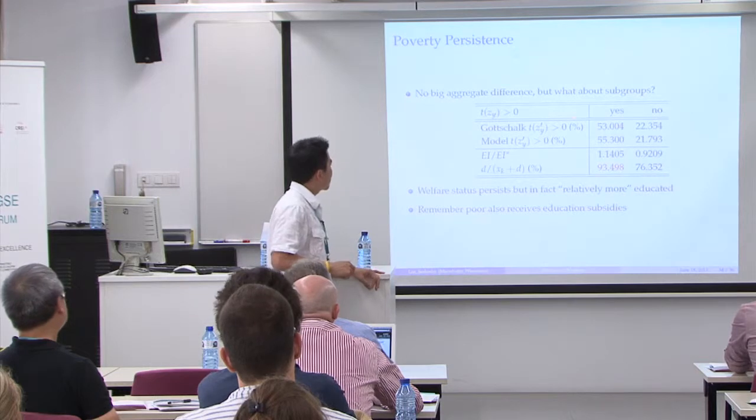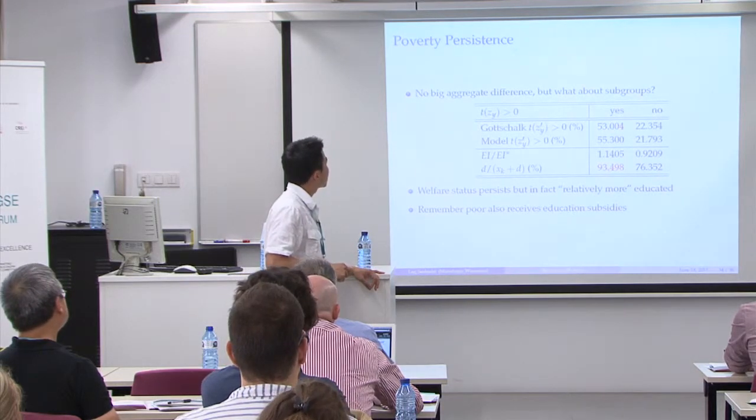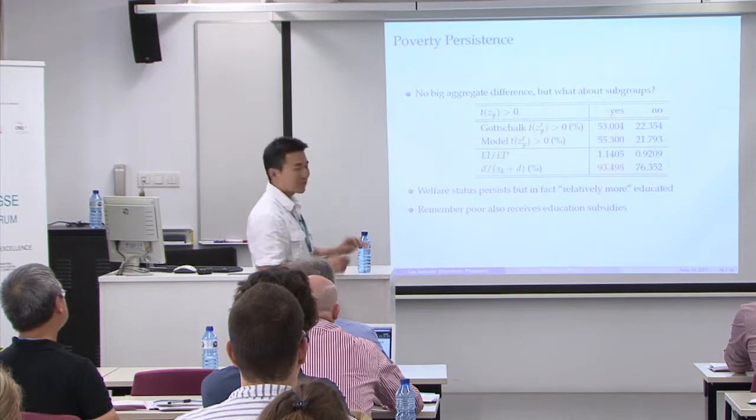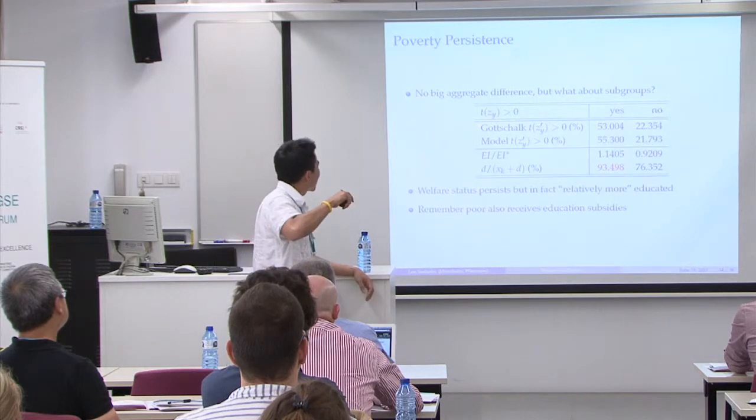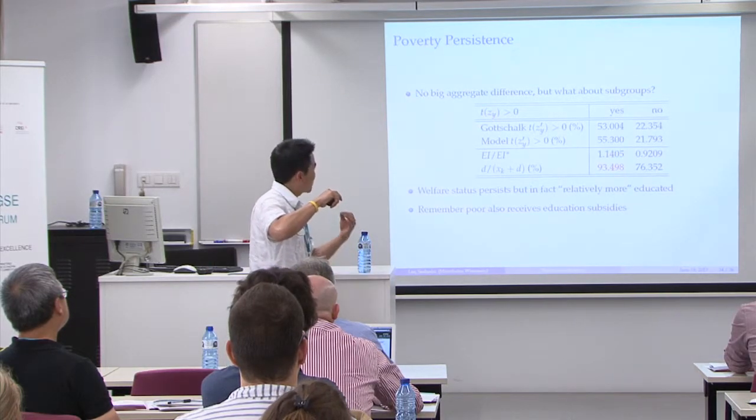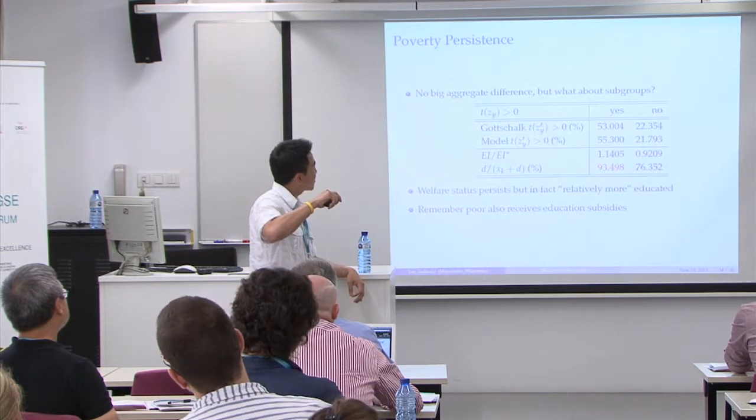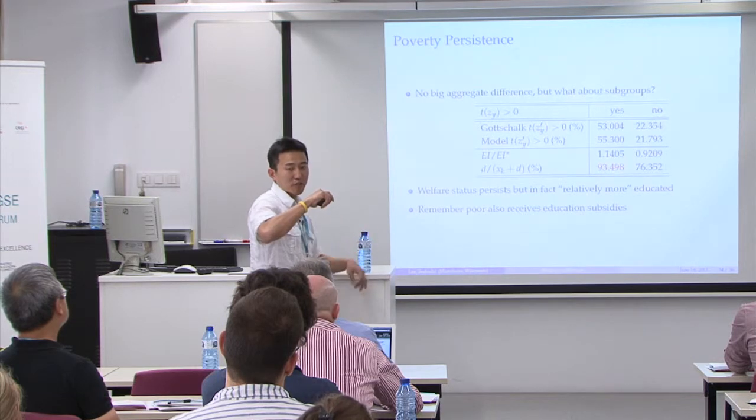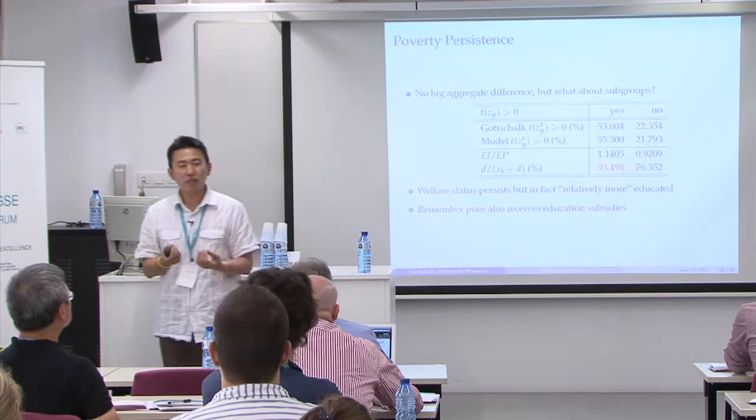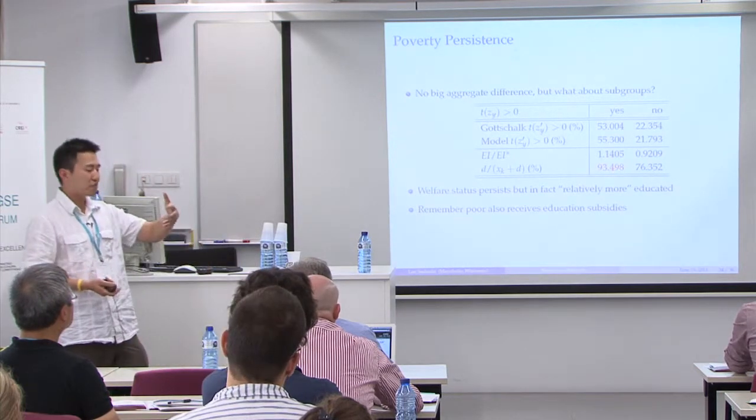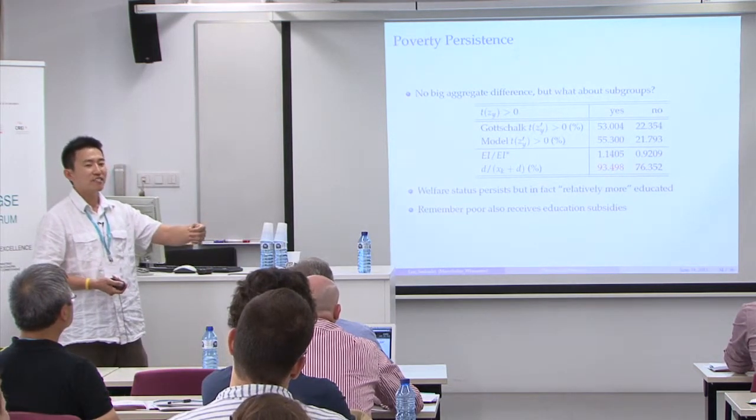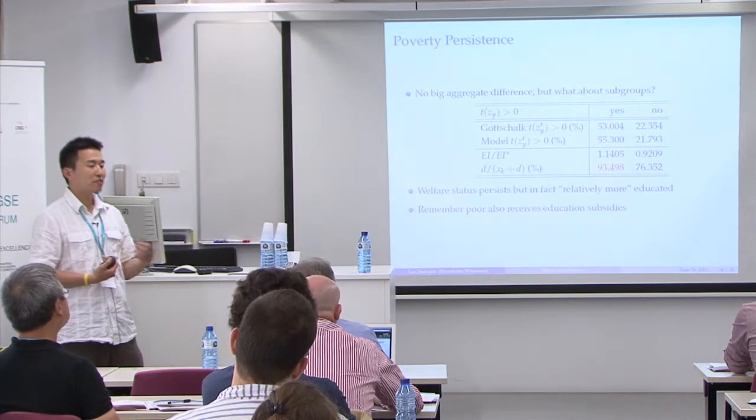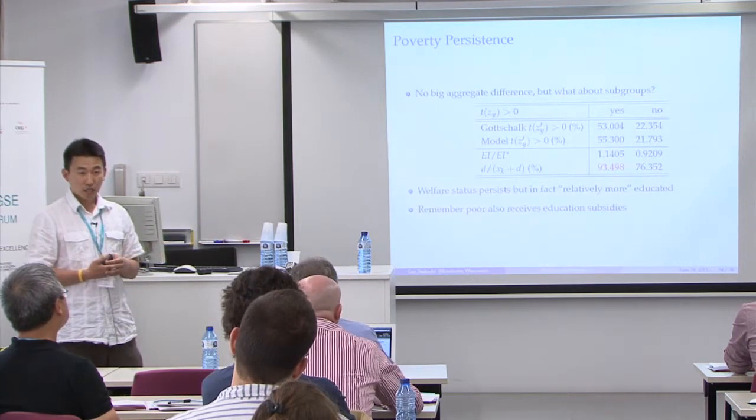And so these are the parents who receive transfers, yes or no, and whether the kids also receive transfers when they grow up to be an adult. So this is a persistence of a poverty level, a persistence of welfare recipient status. So if I receive welfare as a young adult, what are the chances that I, or my kid, receive welfare in the future?